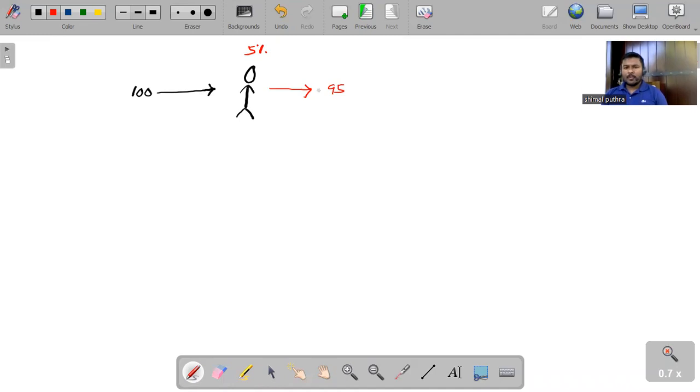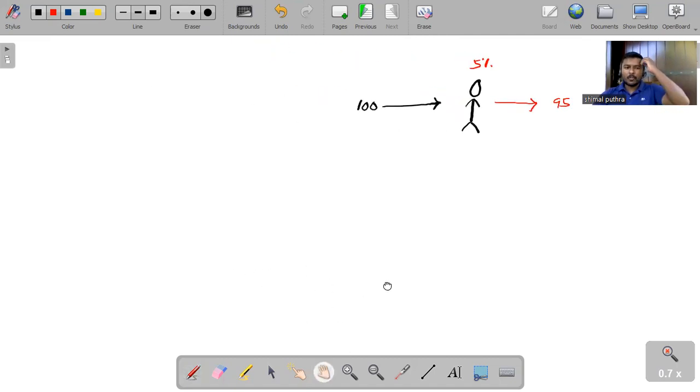He bought this phone for 100 rupees. He lost 5%. That means this is 5 rupees. If the loss is 5%, the selling price was 95%. But that is for 100 rupees.